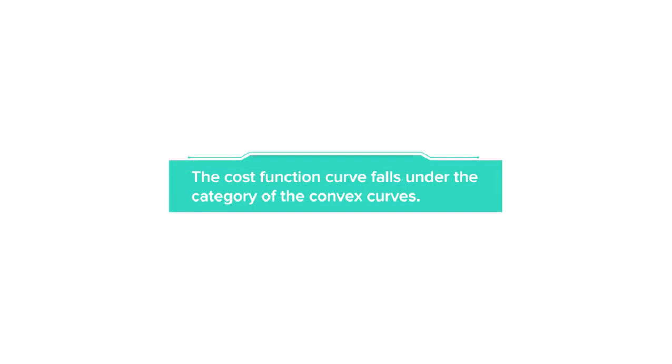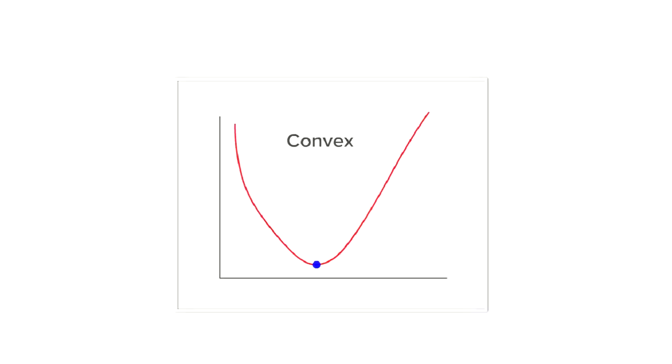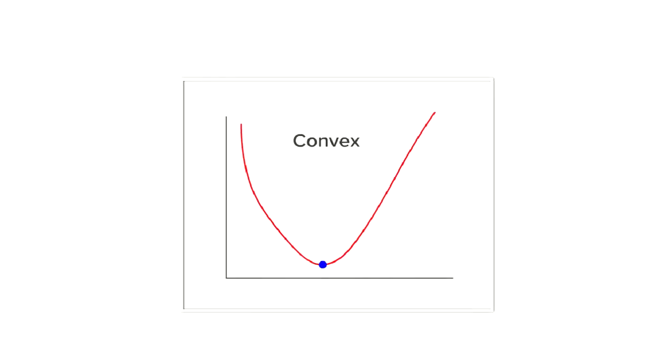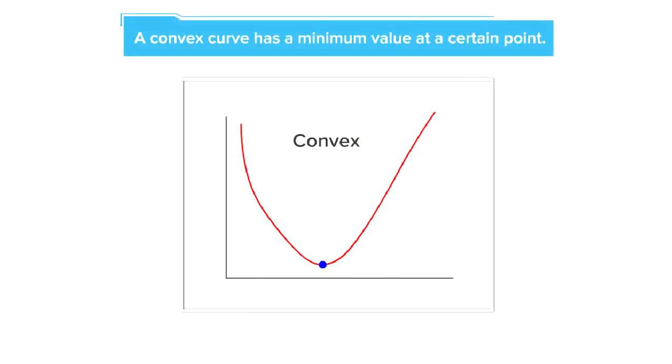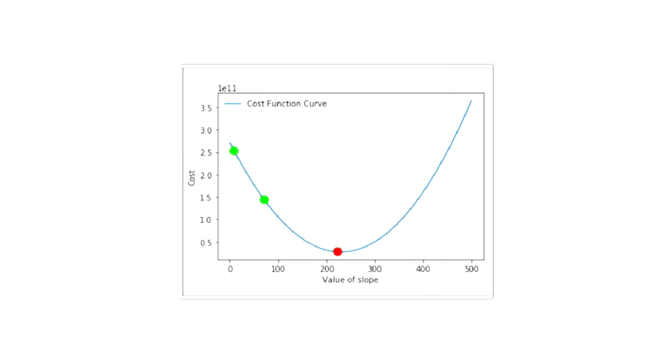Now let's discuss convex curves and non-convex curves. Convex curves look like a bowl, which means that the value of the function to which the curve belongs will have a minimum value at a certain point, and the value of the function will increase on either side of this point forever. In the convex curve shown on the screen, we can see that there is only one point of minimum value, and this point is called the global minimum.